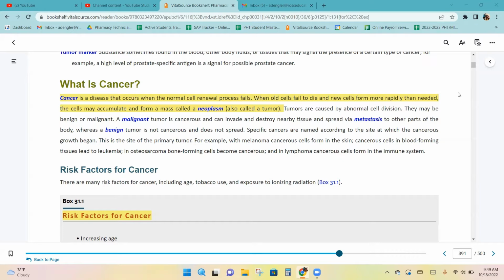Specific cancers are named according to the site at which the cancerous growth began. This is the site of the primary tumor. For example, with melanoma, cancerous cells form in the skin. Cancerous cells in blood-forming tissues lead to leukemia. In osteosarcoma, bone-forming cells become cancerous, and in lymphoma, cancerous cells form in the immune system.